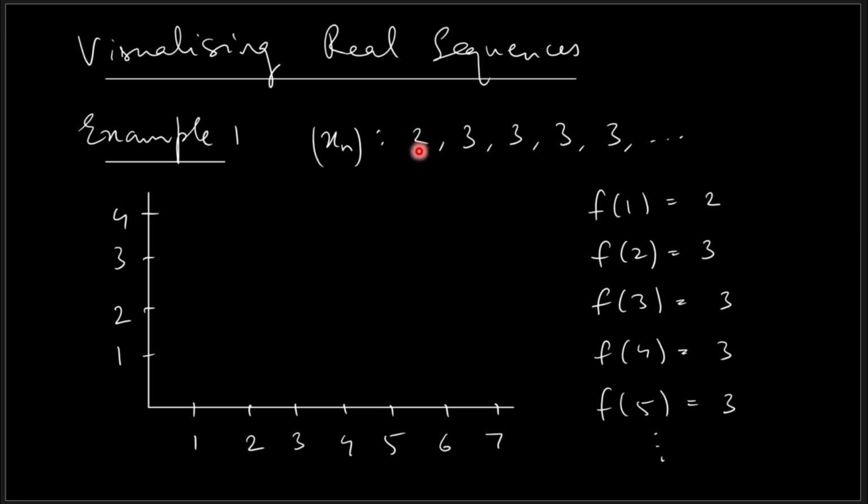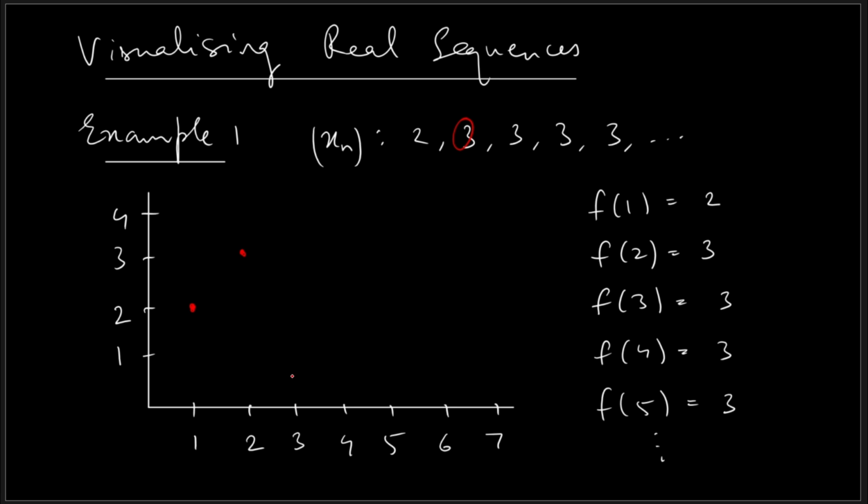And on the y-axis, we are going to denote the terms of this sequence, right? So here the first term is 2. Here f of 1 is equal to 2 in the sequence. So we plot 1 comma 2 here. And the second term in the sequence is 3. So we plot 2 comma 3.